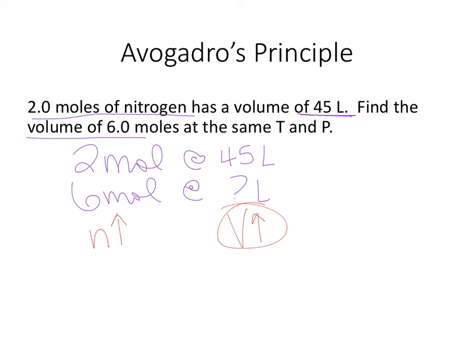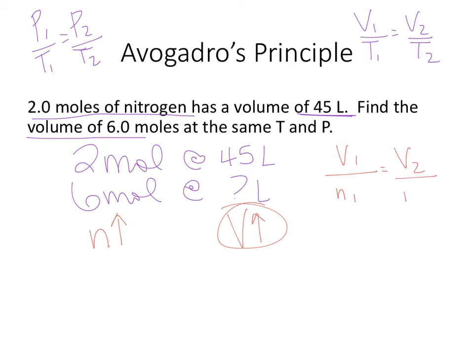Now remember Charles's law, which was V1 over T1 equals V2 over T2. That is, volume and temperature are directly proportional. And remember Gay-Lussac's law, P1 over T1 equals P2 over T2. That is, pressure and temperature are directly proportional. So there should be some sort of rule about Avogadro's principle, which is V1 over N1 equals V2 over N2. The volume is proportional to the number of moles.